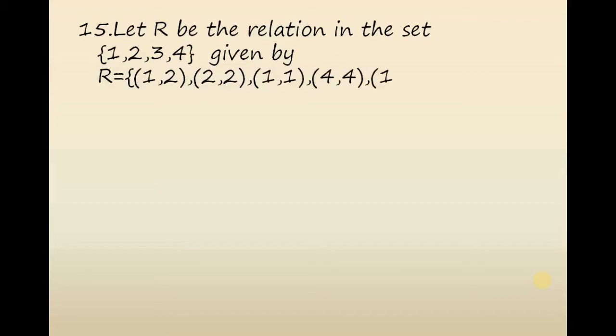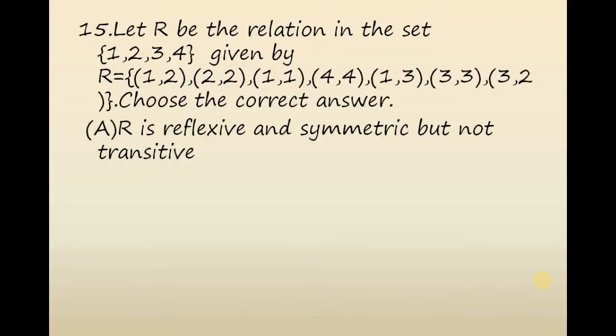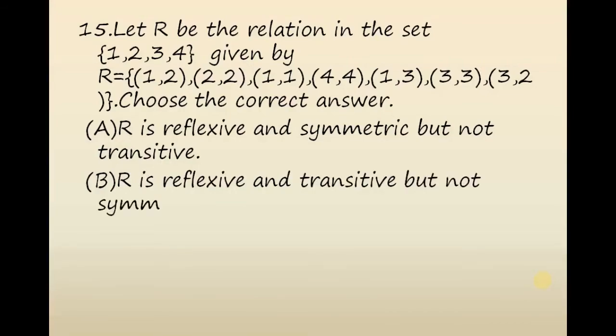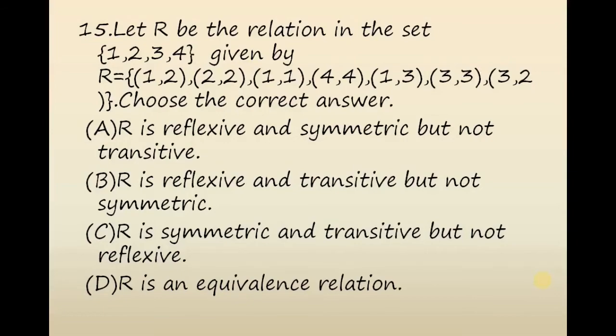Let R be the relation in the set {1, 2, 3, 4} given by R = {(1, 2), (2, 2), (1, 1), (4, 4), (1, 3), (3, 3), (3, 2)}. Okay, it's a long relation. Don't worry about that. Choose the correct answer. This is a multiple choice question. Option A: R is reflexive and symmetric but not transitive. They're telling R is reflexive. Is it reflexive? Yes, we do have (1, 1), (2, 2). Is it symmetric? We have (1, 2). Do we have (2, 1)? No, and it is not present for any other number.